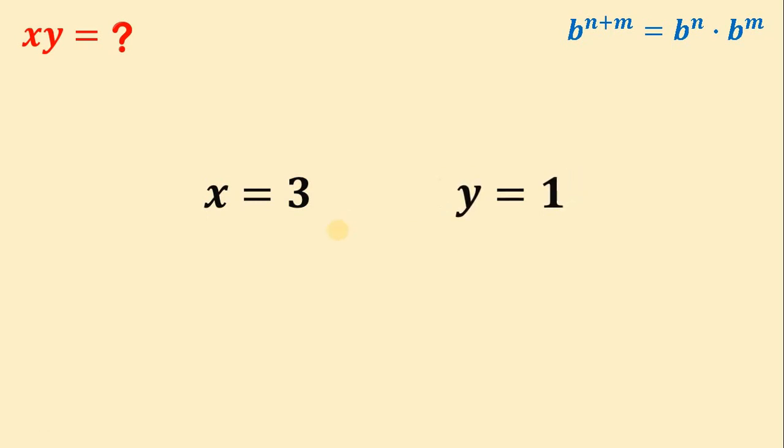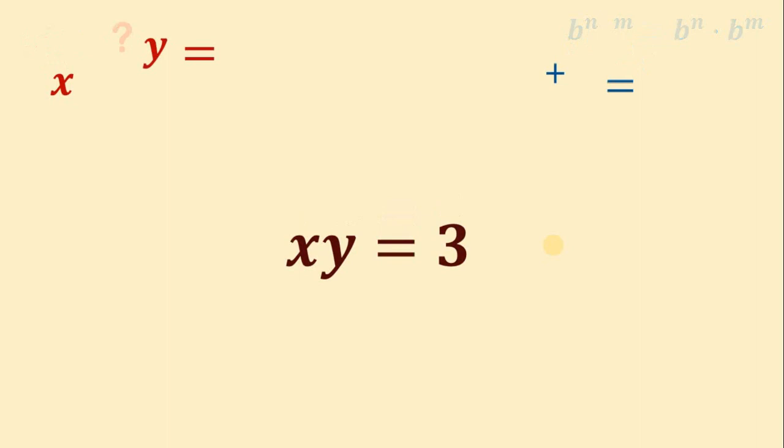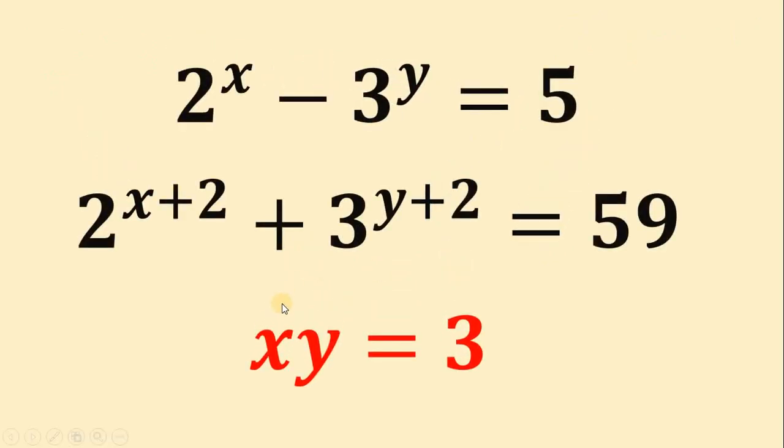Therefore, we can now find the product of x and y. If we do that, we get that x times y must be equal to 3 times 1, or simply just 3. Therefore, our answer to this question, what is the product of x times y? Our answer is 3. And as always, we are done.